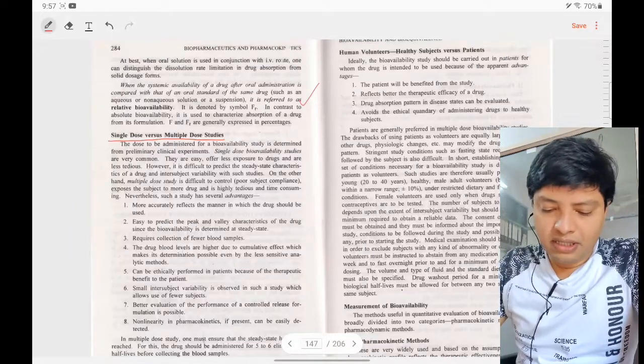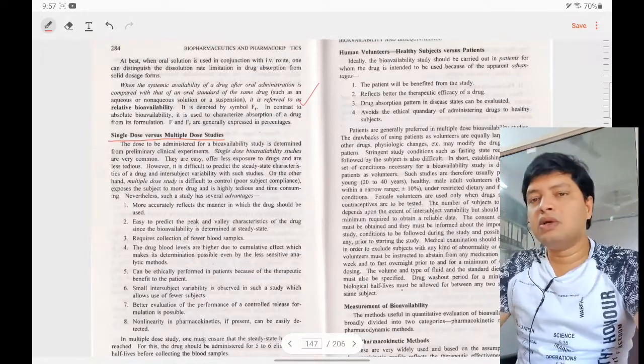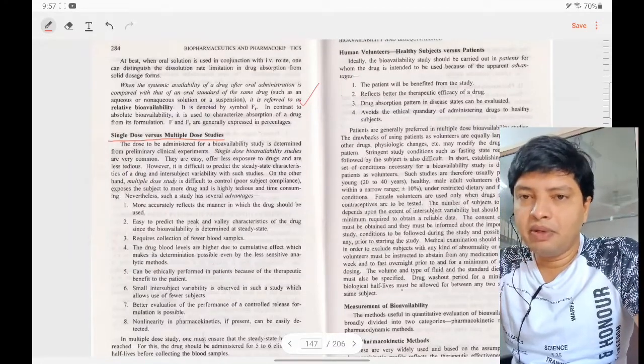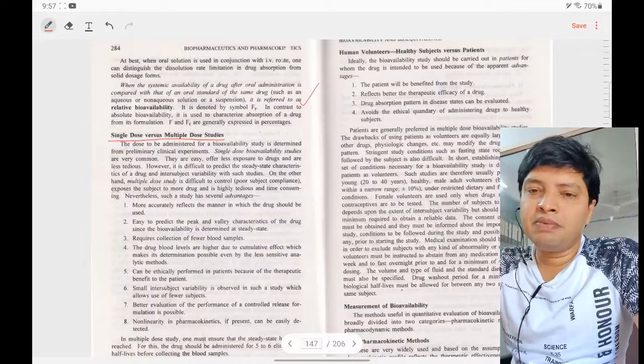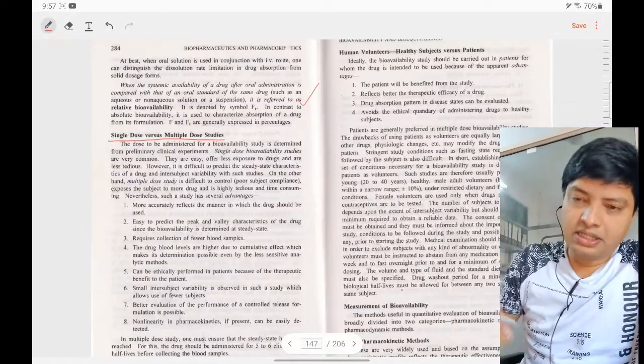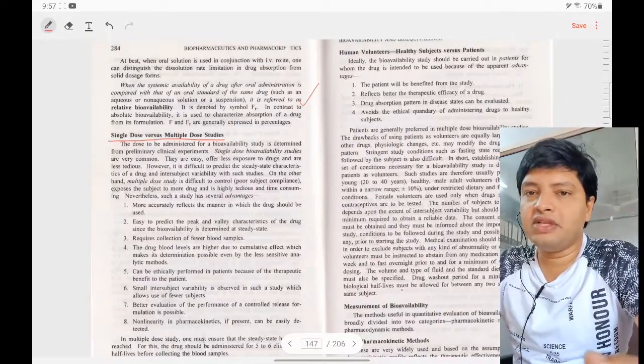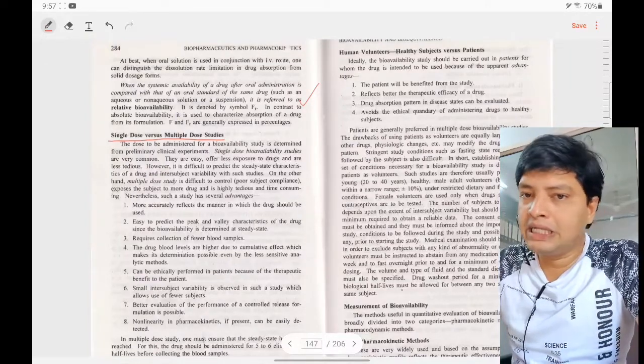So, single dose and multiple dose studies. What do we mean by a single dose study? We will be giving only one dose to the patient. In a multiple dose study we will be giving multiple doses to the patients. We will see what the use is and why we conduct each: in which case you go for a single dose study and in which case you go for a multiple dose study.